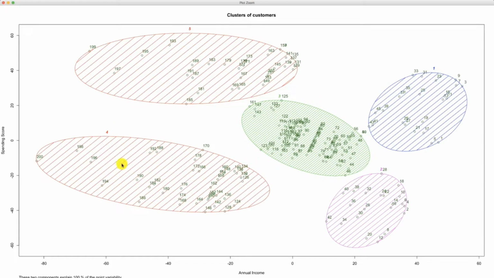And here are our hierarchical clustering results obtained in R. So let's have a closer look at these clusters and understand what they are.